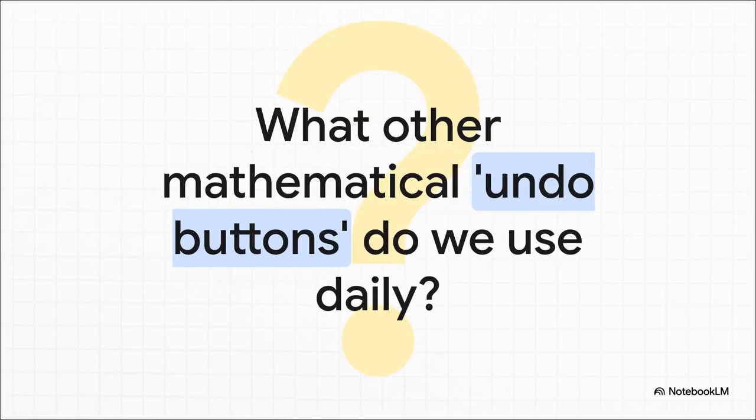And that brings us to one last thought. We use inverse operations all the time without even thinking about it. Subtraction undoes addition. Division undoes multiplication. So the question to leave you with is, what other, maybe more complex undo buttons are hiding in plain sight all around us? Something to think about.